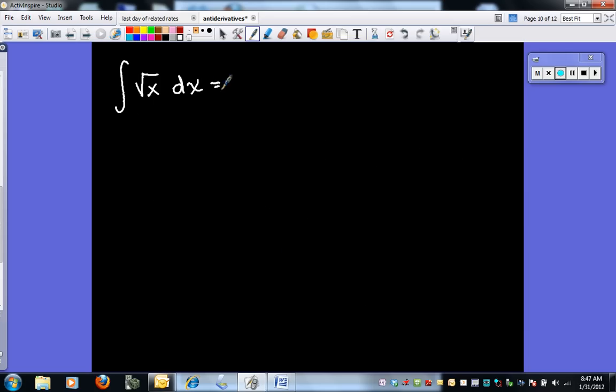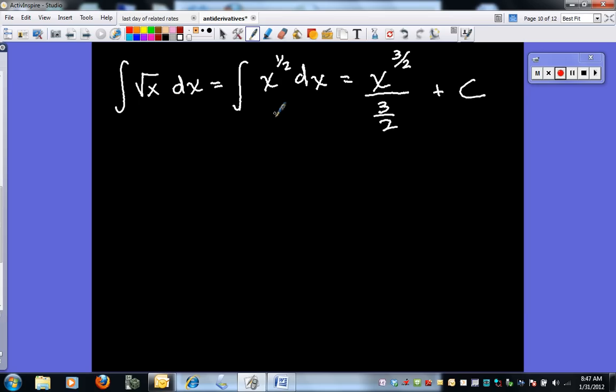So what am I going to do? Well, I'm going to rewrite this first as x to the 1/2 dx, and then I'm going to apply that rule. We have our exponent. We're going to add 1 to it. So in this case, we're going to add 2 over 2. So we're going to get 3/2, and we're going to divide by that new exponent, 3/2, plus c. So we rewrite it to something we can use, and then we have to simplify. When we divide by a fraction, we multiply. So we get the square root of x cubed, all over 3, is one way to write it, and we are done.